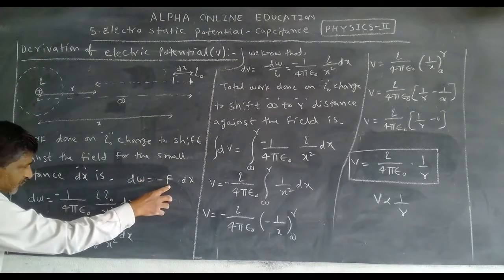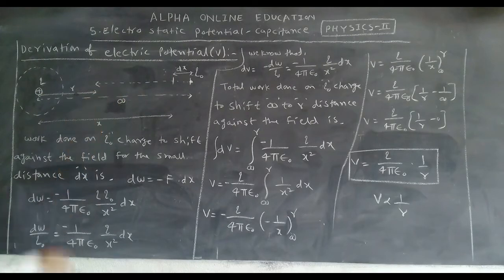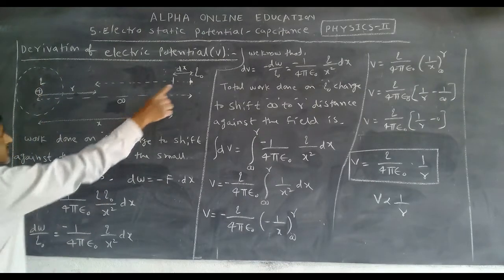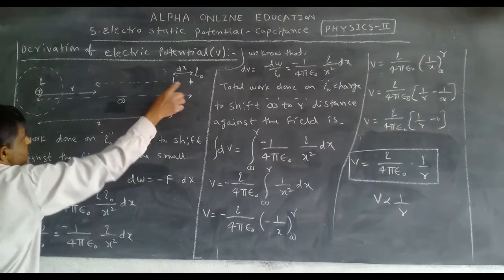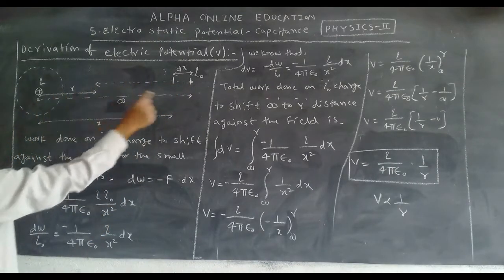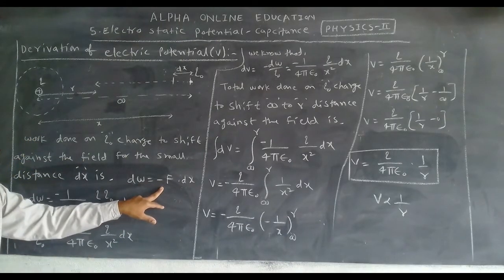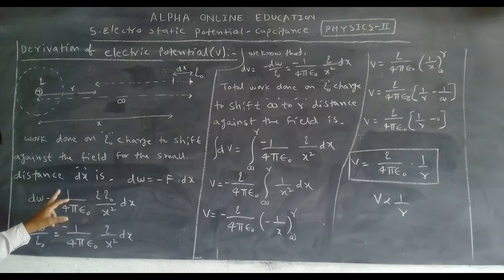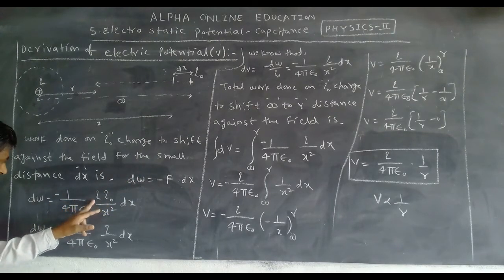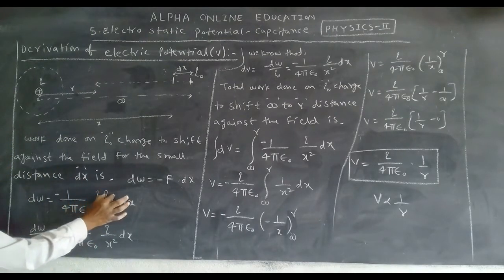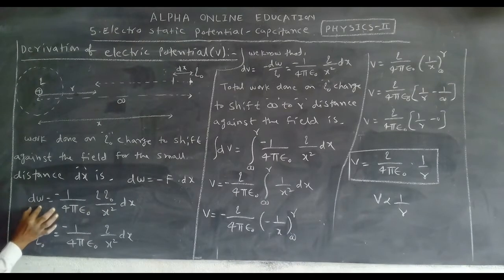What is the F? Force between the two charges. The force between the two charges, Coulomb's equation, you know. What is Coulomb's law? 1 by 4 pi epsilon naught. This charge is Q. This charge is Q naught. How much is displaced? dx. That's why from here to here the distance is how much? x. That's why in the place of F, we take Coulomb's law: dW is equal to minus 1 by 4 pi epsilon naught Q Q naught by x square into dx.